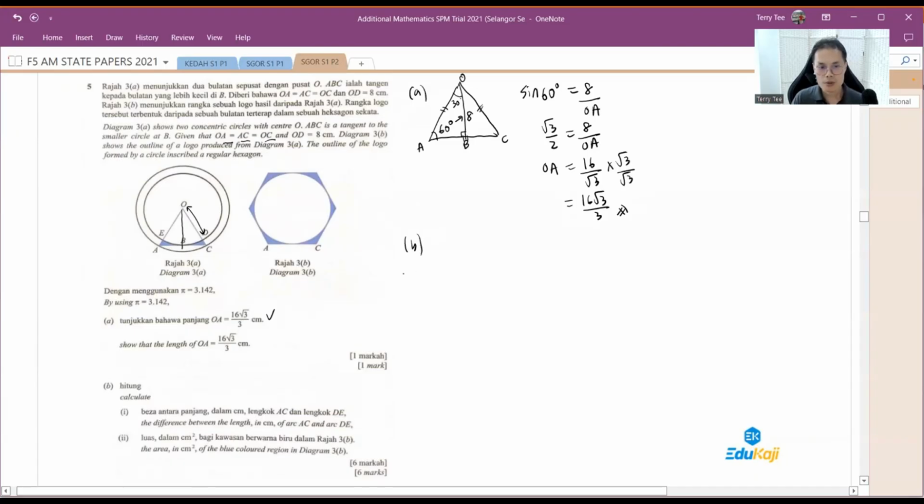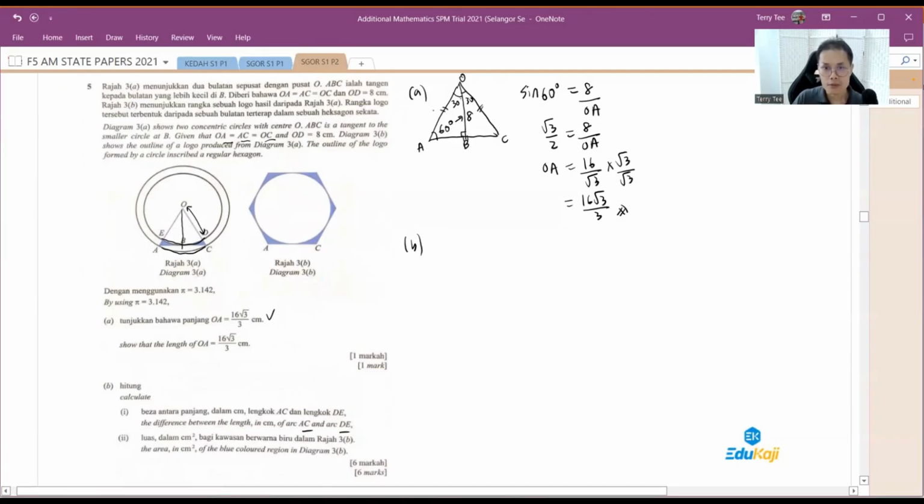Second part, we want to find the difference between the length of arc AC and DE. Arc AC is here, arc DE is this. Well, they have the same angle subtended at the center, which is 60. This is 60, yeah? The whole thing is 30 plus 30 is 60, yeah? Or pi over 3. But they have different radius.